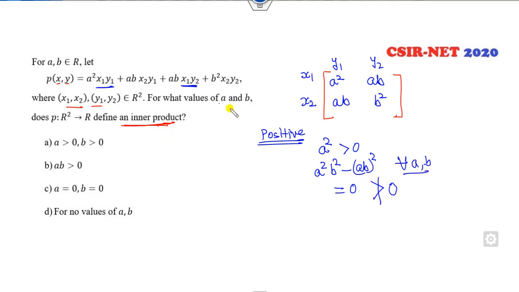So for what value of a and b? There is no value of a and b for which this defines the inner product. So this option is cancelled, because the second condition is equal to 0. Fine. So it is true for all a and b, but it is not always greater than 0. Hence there is no value of a and b which satisfies the inner product property.